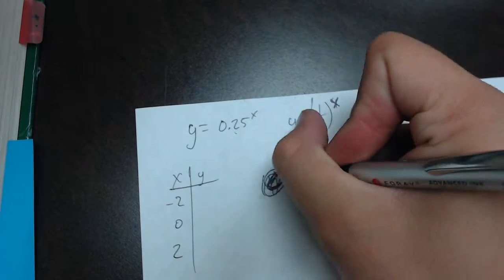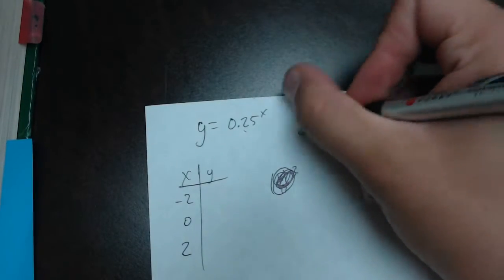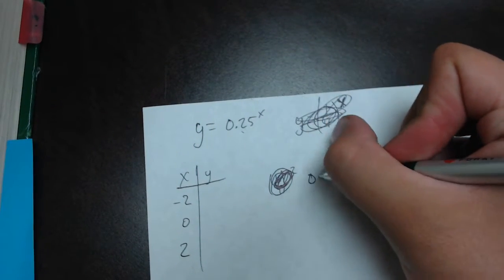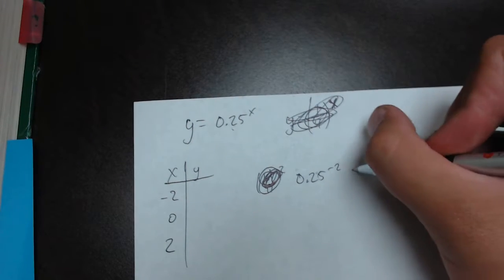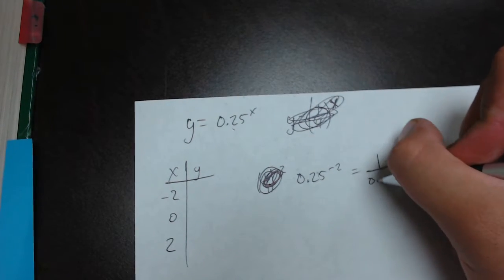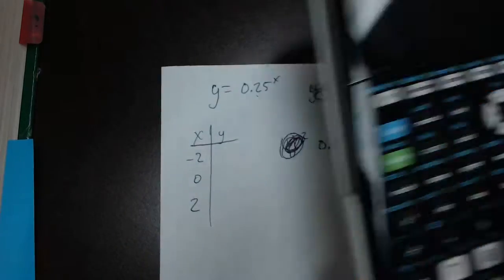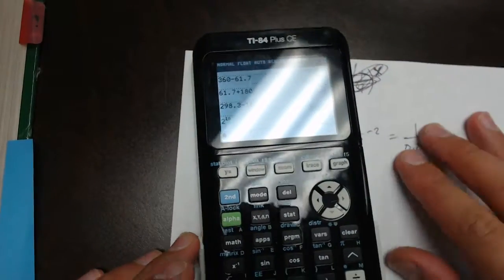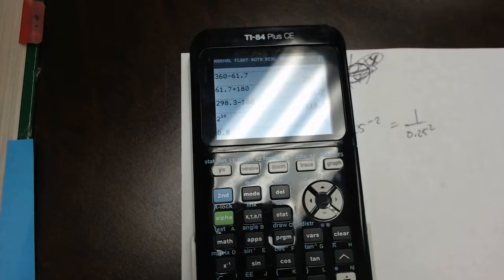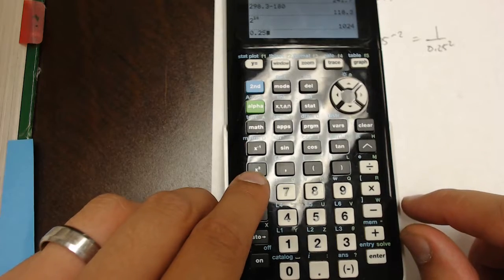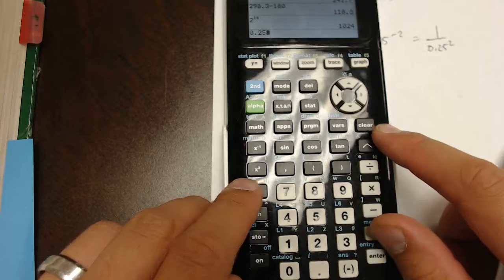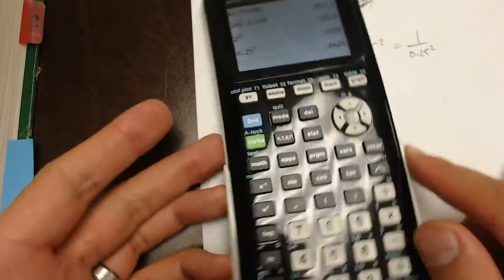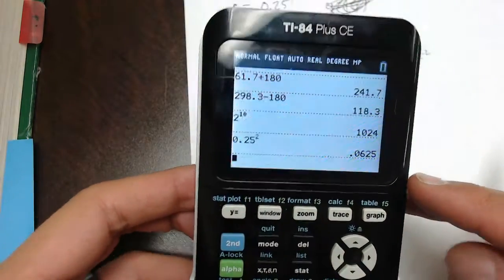We'll use decimals. Okay. So, let's take 0.25 to the power of negative 2. Well, to make that positive, that's going to equal 1 over 0.25 squared. I'll go to my calculator and I'll punch in 0.25, and I've got two options here. I can hit the x squared button here, or I can hit the exponent to the power of 2. Either one works. Exponent 2, enter, and I get 0.625.